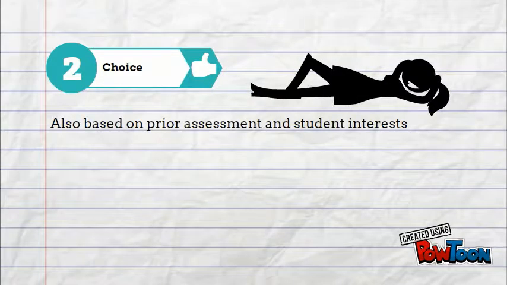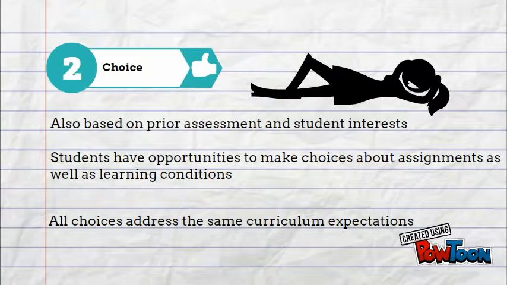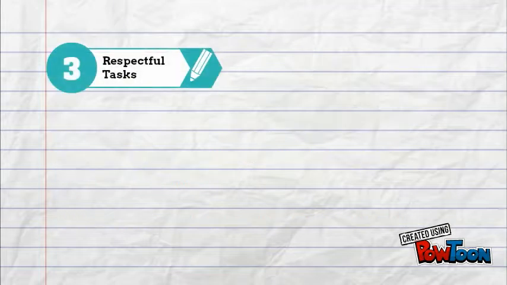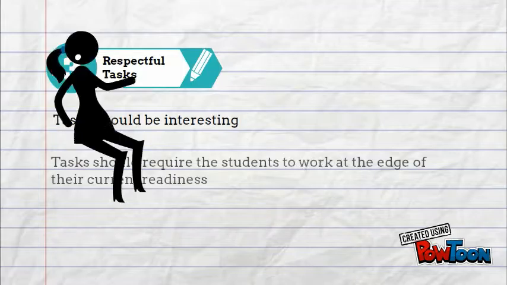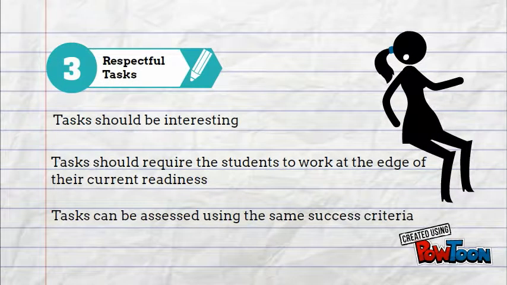Choices are also based on prior assessment of student learning, interests, and learning preferences. Students should have opportunities to make choices about things like assignments and learning preferences. All choices should address the same curriculum expectations unless they're modified due to an IEP. When choosing tasks, they should always be interesting and engaging, and always require the student to work just at the edge of their current readiness. All tasks can be addressed using the same success criteria which have been identified, shared with, and understood by the students.